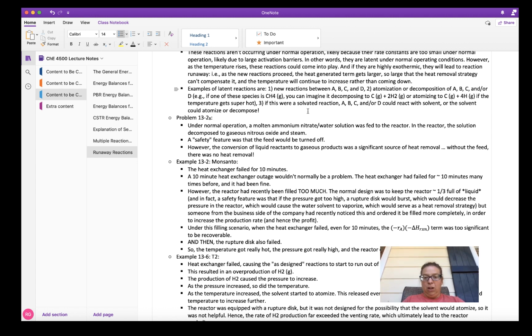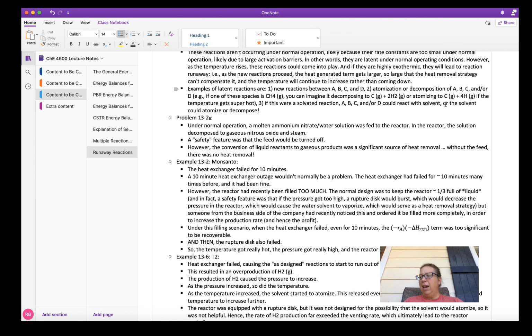Another would be if this were a solvated reaction, any of the species could start reacting with the solvent, or the solvent could atomize or decompose. Even inert species. Say that you were flowing in an inert species, and that inert species was molecular nitrogen. At very hot temperatures, molecular nitrogen gas can atomize, so 1 molecule of N2 gas can atomize into 2 moles of atomic nitrogen gas. And again, that's not something that you would consider to happen at a low temperature, but at these hot temperatures that can be achieved when the reaction starts running away, that is possible.